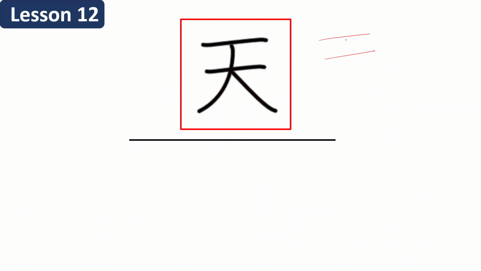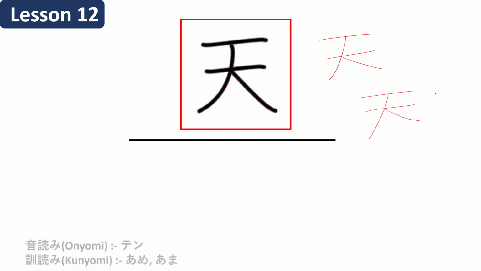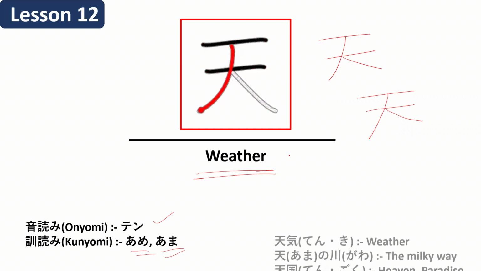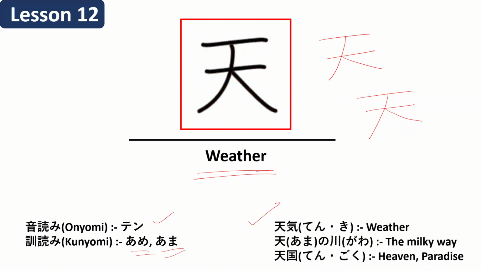Ichi, ni, san, shi. Onyomi is ten. Kunyomi is ame. Ama. It is weather. Tenki, weather. Amanogawa is the Milky Way.